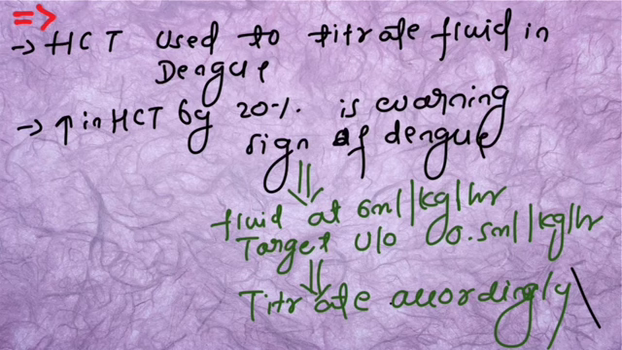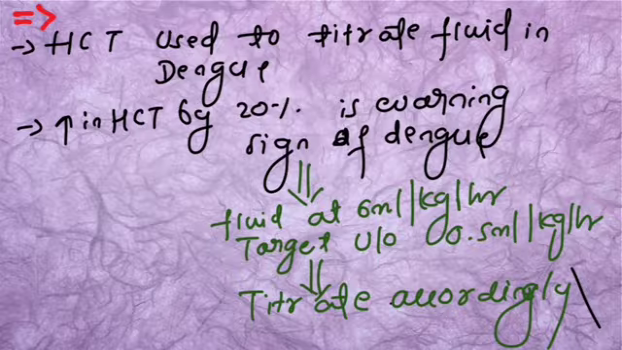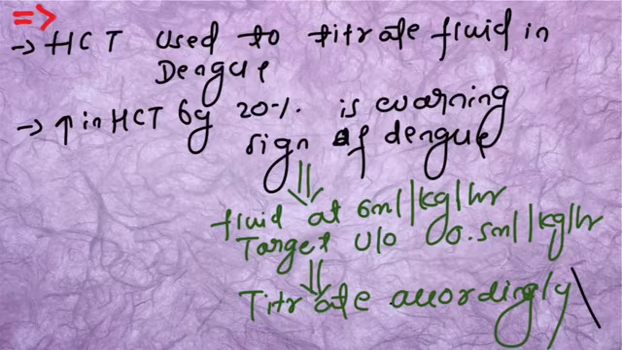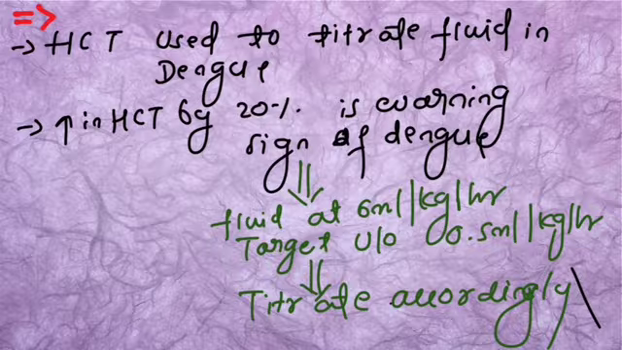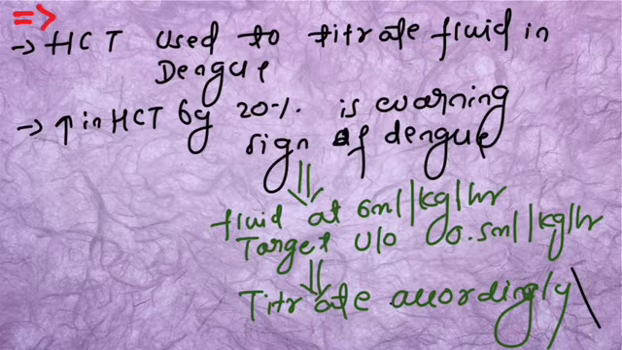An increase in hematocrit by 20% is a warning sign of dengue. That means the patient is in the leaky period, fluid is going out, plasma volume is decreasing in the blood vessel, and the patient may go into shock. For that you have to act immediately. So you need to increase the fluid to 6 ml per kg per hour, target urine output 0.5 ml per kg per hour, and after that titrate accordingly.